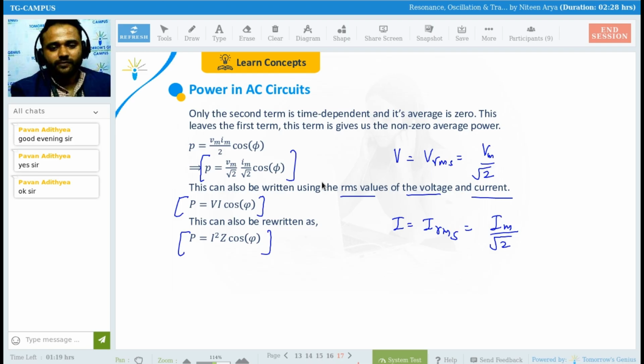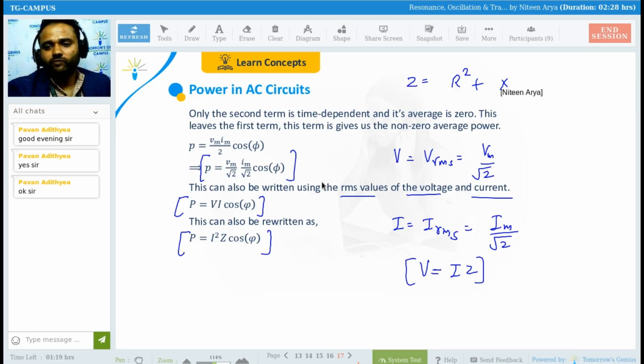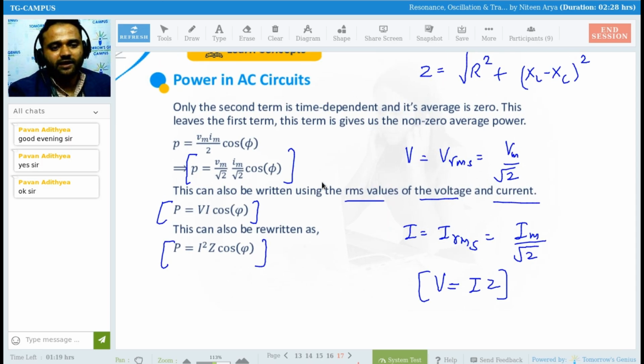Because from where can you get Z? V equals I Z, Irms times the total impedance of an LCR circuit. Z here is again the square root of R square plus (XL minus XC) the whole square, and capital V, capital I are RMS values. Is this clear, everyone? Clear, everyone?